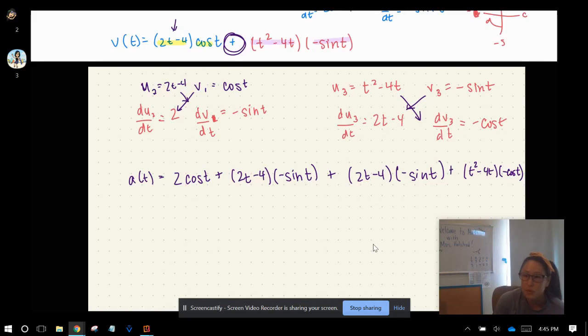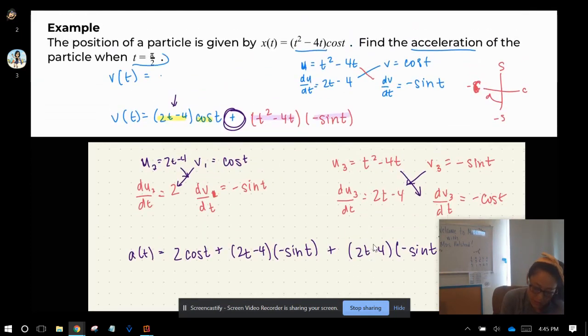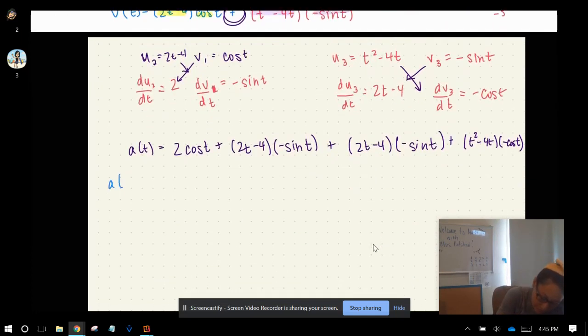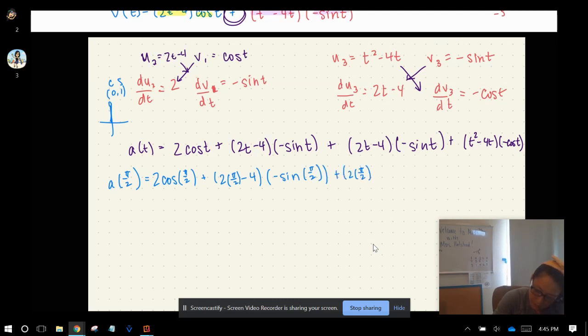All right, last step is to, since I have my acceleration equation now, I need to substitute in the time. So I need the acceleration at time pi over 2. And I remember from trig that pi over 2, the coordinate is (0, 1). So anything with a cosine is going to be 0, and anything with a sine is going to be 1. So I'm going to go ahead and plug this in. Cosine of pi over 2 plus 2 times pi over 2 minus 4 times negative sine of pi over 2 plus 2 times pi over 2 minus 4 times negative sine of pi over 2 plus pi over 2 squared minus 4 times pi over 2 times the negative cosine of pi over 2, which I don't really care about because it's going to cancel.